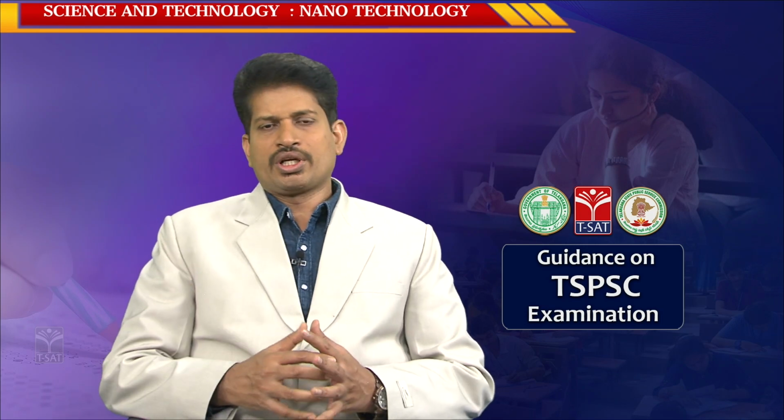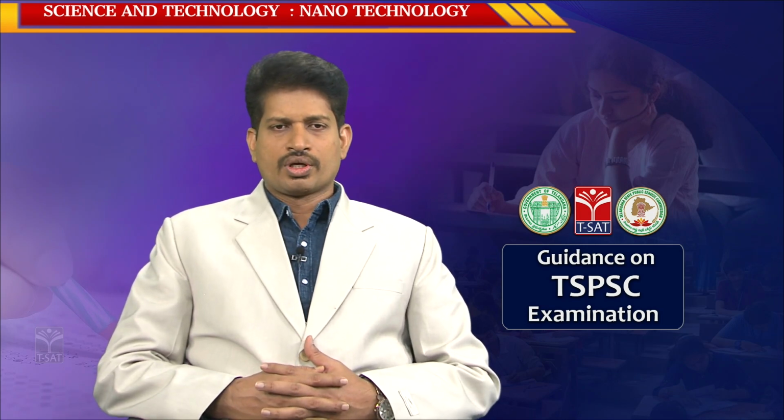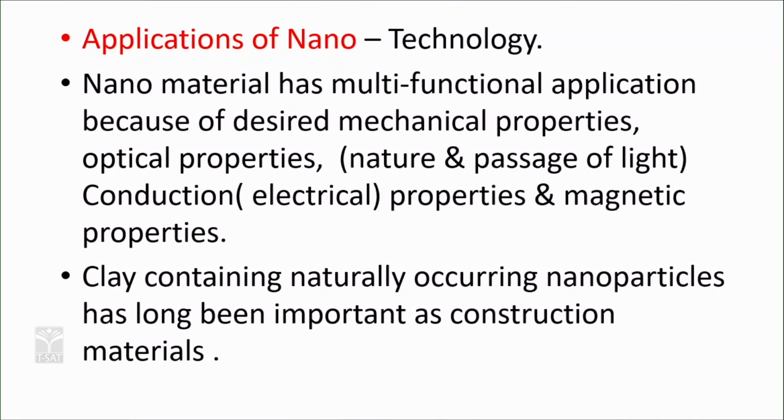So, what are the different applications of nanotechnology? Nanomaterials have multi-functional applications because of desired mechanical properties. If a structure is very strong, that is a mechanical property. The flexibility, the physical strength, rigidity, all these are considered mechanical properties. So, with the help of this technology, you can convert a material as you like. If you want to make it rigid, or if you want to make it flexible as you require, the materials can be transformed with nanotechnology.